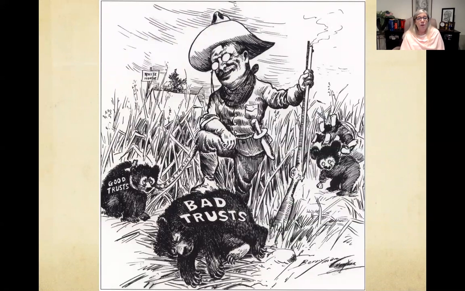So he's got the White House in the background, and he's got his rifle, because again, remember, he's this great hunter and all of this. And there are bears, and he has killed the bad trust, but he's got the good trust on a leash. And notice that it says restraint. So this is again distinguishing between this one is dangerous and this one is okay. So we're not going to go after this business and destroy it.